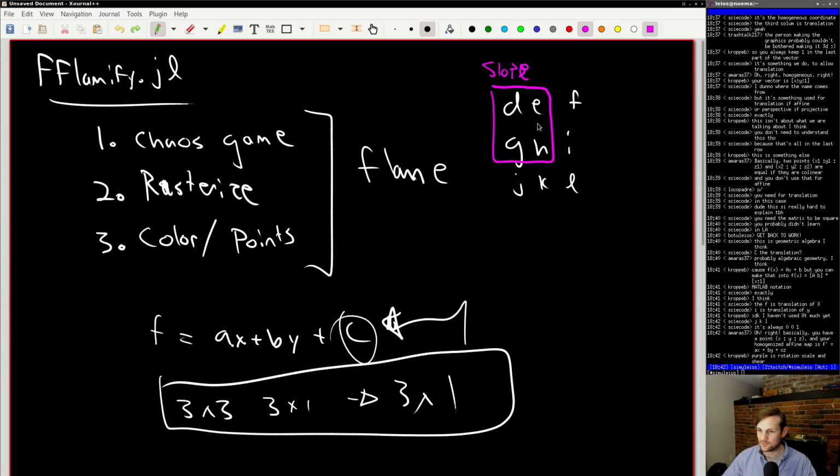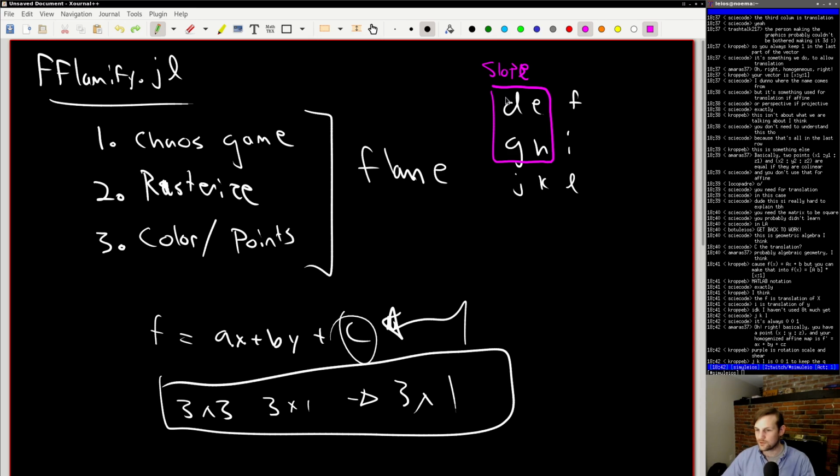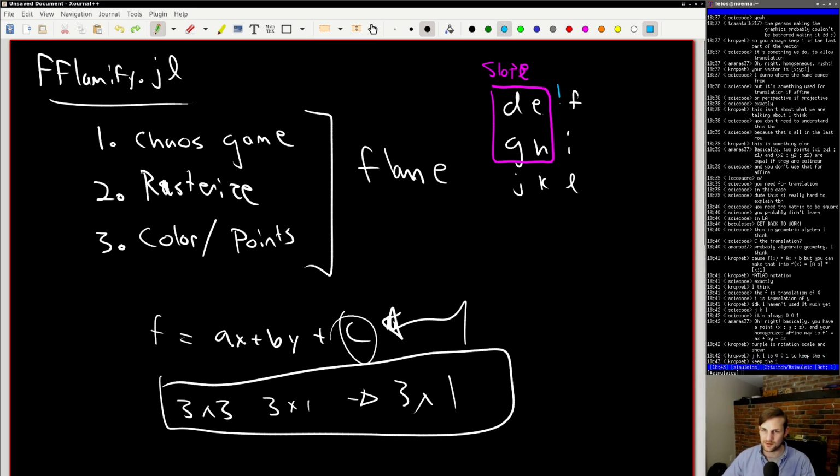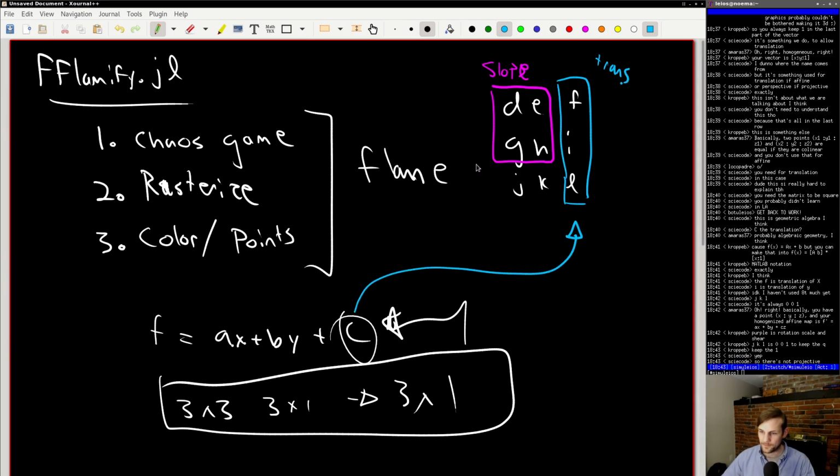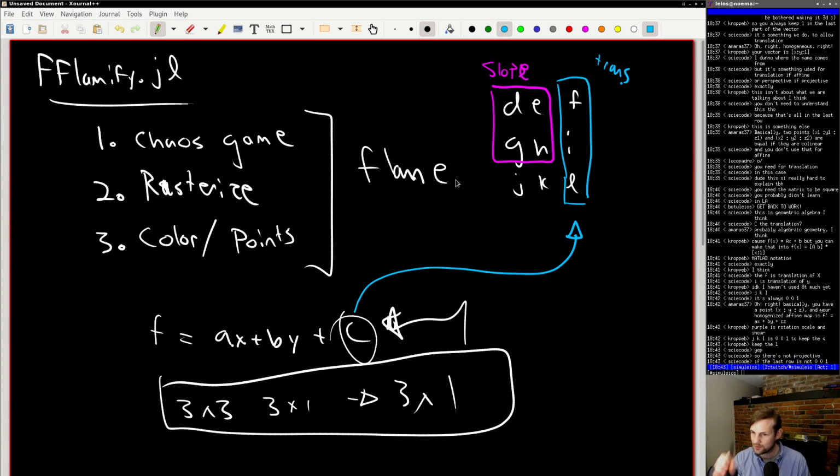So you're right. This guy here is your slope. So it is rotation, scale, and shear. I think all of that is in this box here. This right here is what you use for translation. So that's gonna be this guy over here. So it's not projective. Right. So that's the question. What do you mean we're not projective?